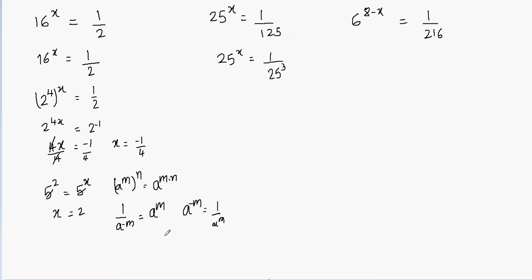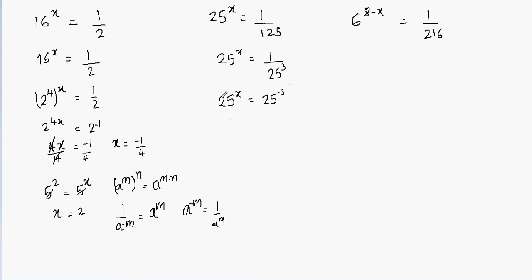Now, using the same property here, I want to bring 25 in the numerator here. So I can write this as 25 to the power x is equal to, I can write the reciprocal of this. And then when I do that, I will have to make sure that I write the negative exponent here since I flip it. So this will be 25 to the power -3.